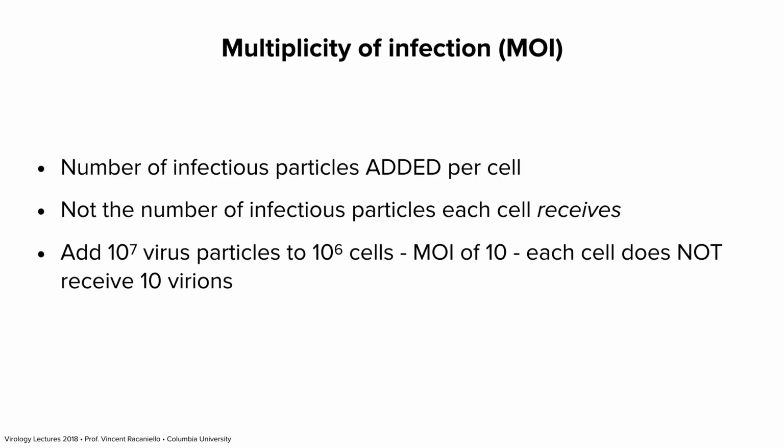It's not the same as what each cell receives. It's the number you add. So for example, if we add 10 to the 7th infectious virus particles to 1 million cells, the MOI is 10. But that's not what each cell receives. Each cell does not receive 10 virus particles. What each cell actually receives is a distribution, which is based on the Poisson distribution.